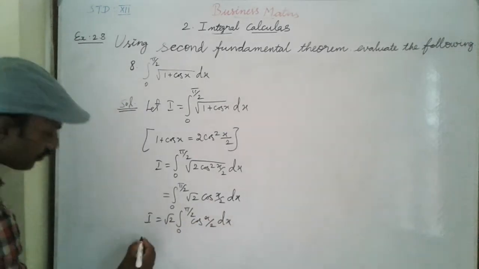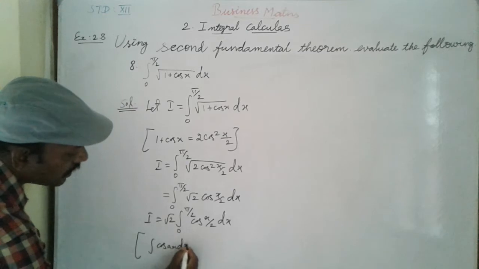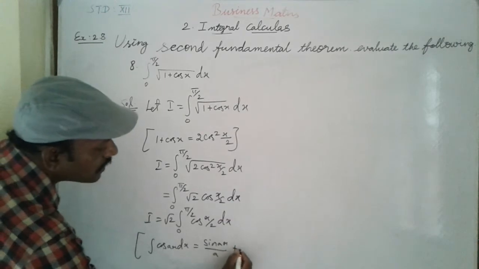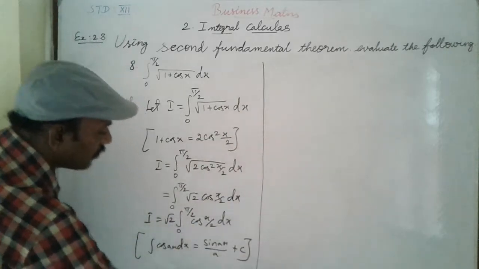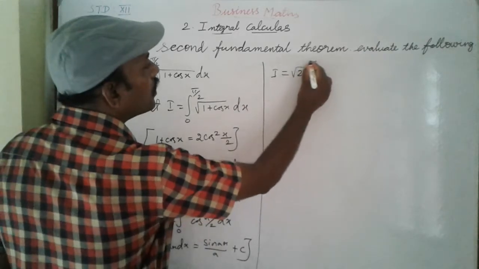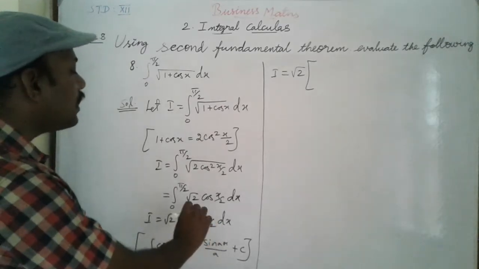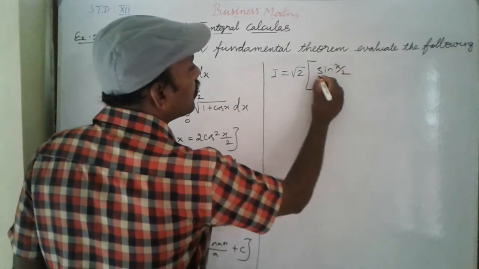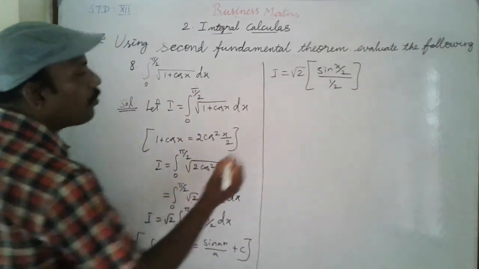We know the formula: integral cos ax into dx equal to sin ax divided by a plus c. So we should substitute this formula. I equal to root 2, cos x by 2. What is a here? 1 by 2 here. So integrate, then sin ax: sin x by 2 divided by a value, 1 by 2. So substitute the limit 0 to pi by 2.